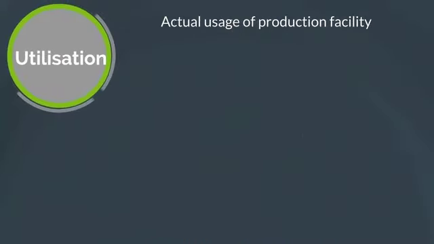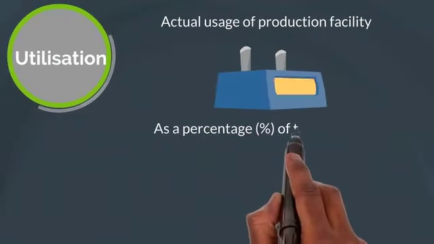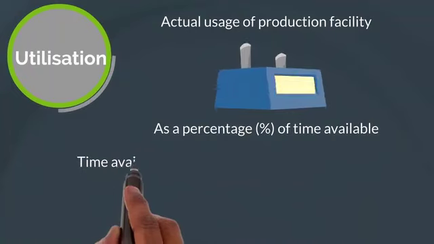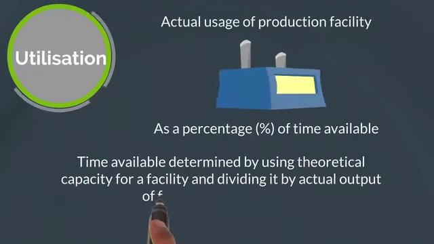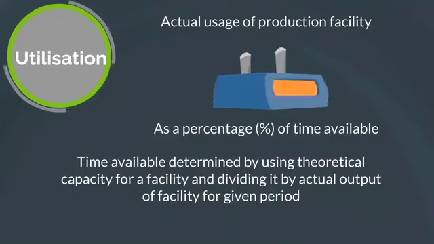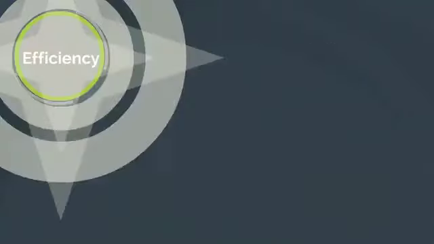Utilization is the actual usage of our production facility as a percentage of the time available. Time available can be determined by using the theoretical capacity for a facility and dividing this by the actual output of the facility for a given period.